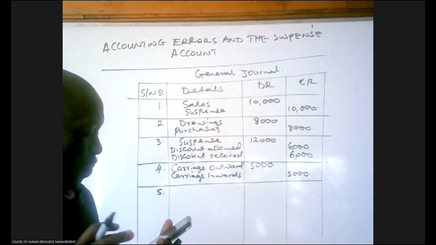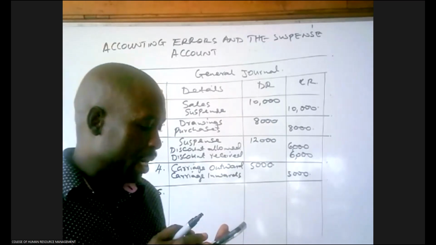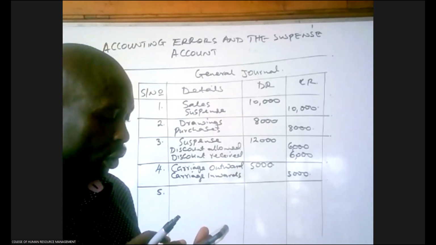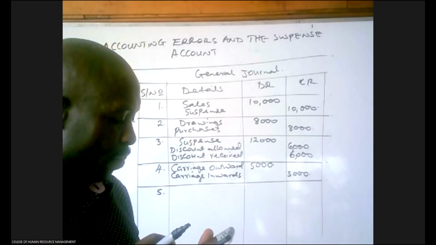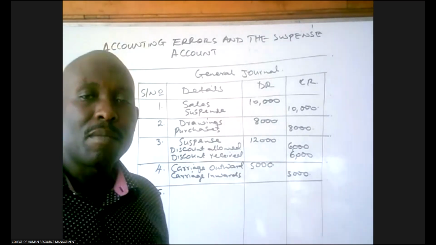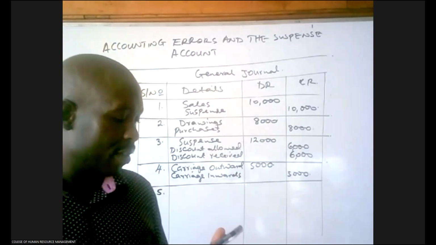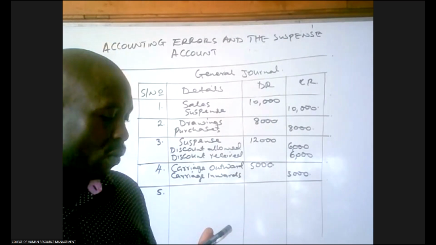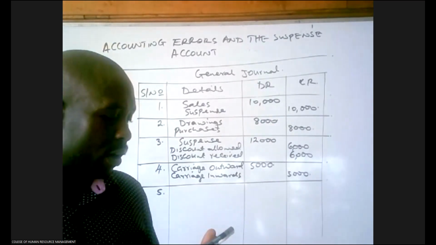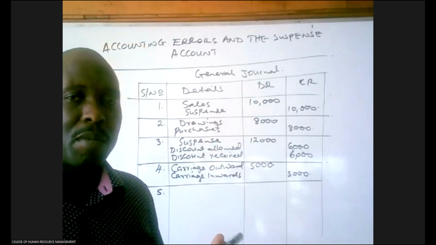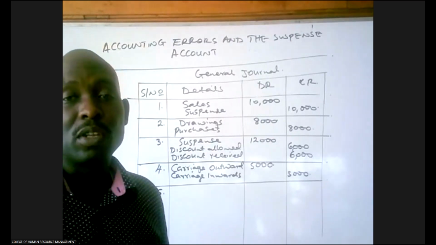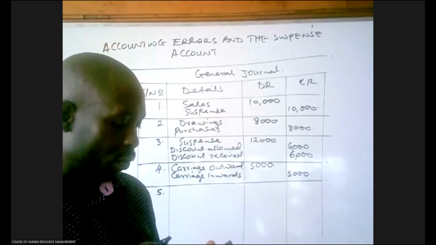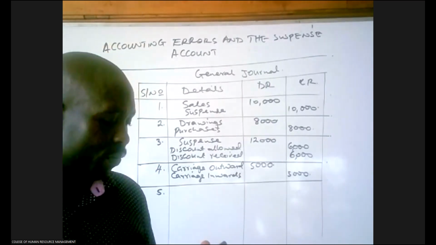A balance in the personal account of M. Hamadi, a debtor, was not included in the list of debtors in the trial balance. The problem there is that they never gave us the balance. They have just said the balance in the personal account of M. Hamadi, a debtor, was not included in the list of debtors in the trial balance. They have not given us that figure, so that one will not be used here.